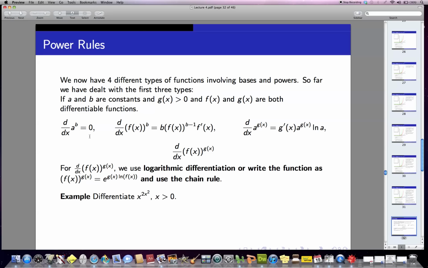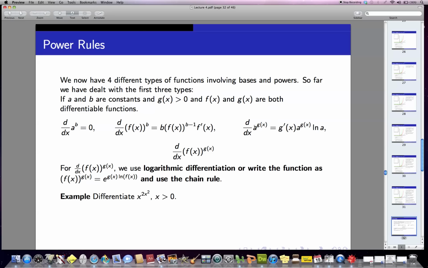We will take note of our power rule, which you may now find confusing because we have 4 different types of power functions. So if we just have a function of the form a to the b with no x's whatsoever in it, its derivative has to be 0. And we knew in Calc 1 that if we have a function of the form f of x to the b, we can use the power rule and the chain rule, and its derivative is b times f of x to the b minus 1 times f prime of x.